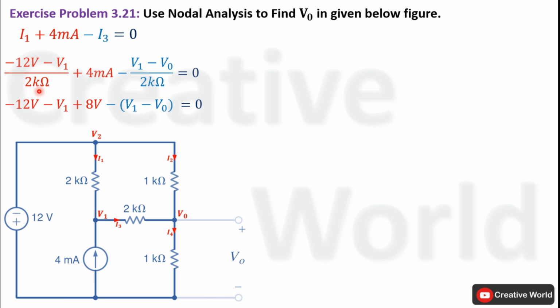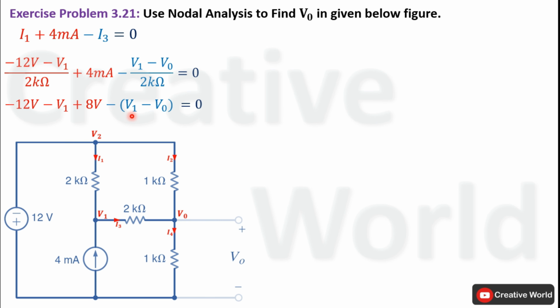Product of 2 kilo ohm and 2 kilo ohm in denominator will cancel out with each other. Only minus 12 volt minus V1 will be left. Here the product of 4 milliampere and 2 kilo ohm will result in 8 volt. And here the 2 kilo ohm will cancel out with 2 kilo ohm in the denominator. Only V1 minus V0 will be left.